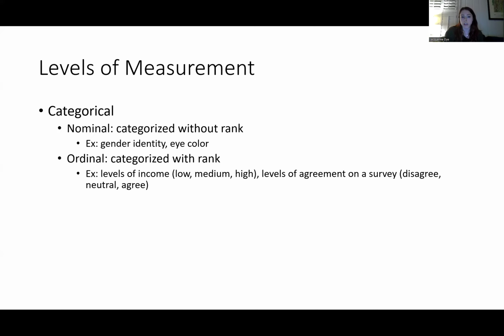And then we have ordinal data. So these are categorized, but there is a rank. We can think about this as if we're collecting data on income, we might categorize that in a low income section, a medium income section, and then a high income section. So we have those categories and they are ranked. Or you could think of this as a survey. Surveys that you fill out might have a Likert scale, like strongly disagree, disagree, neutral, agree, strongly agree. Those would all be ranked ordinal data because they have some meaning or some rank to them.